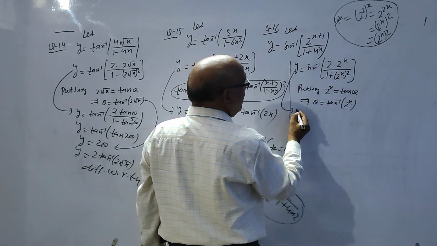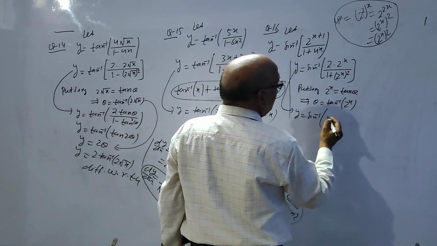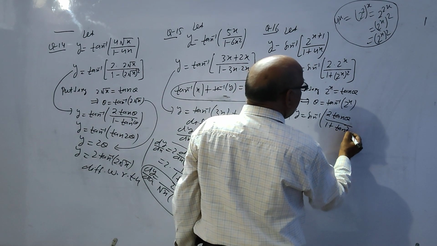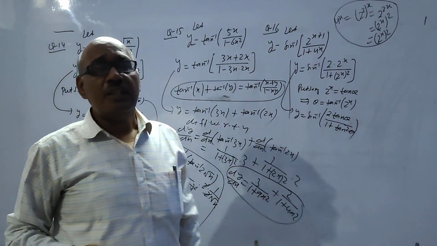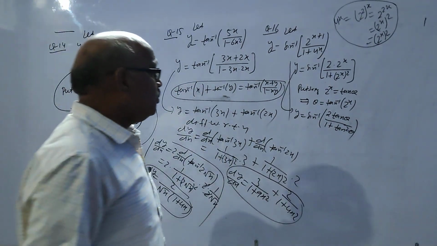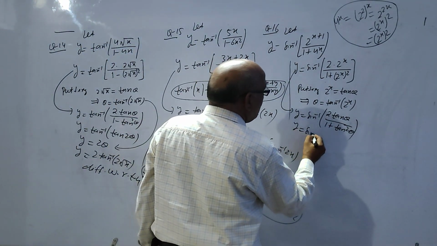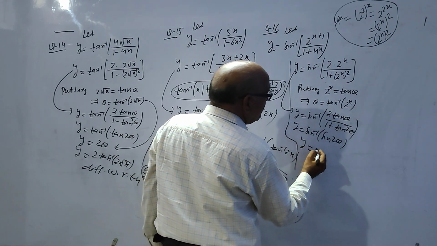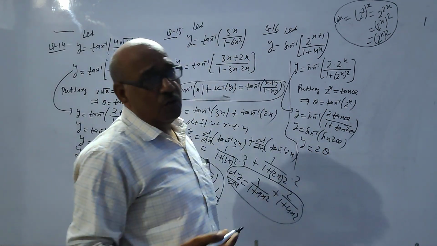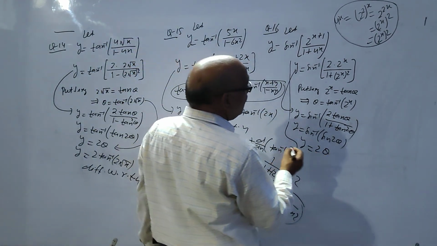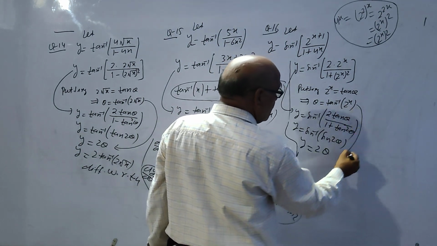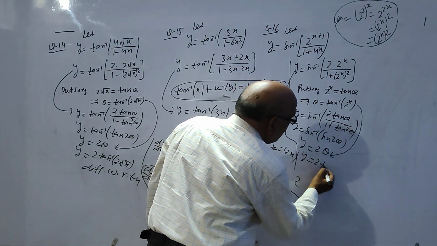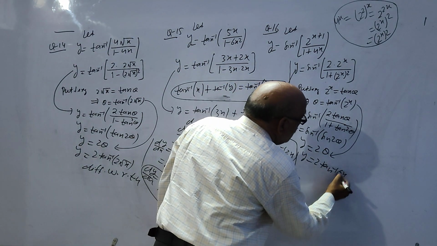So this will be converted: y is equal to sine inverse of 2 tan theta upon 1 plus tan square theta, and 2 tan theta upon 1 plus tan square theta is equal to sine 2 theta. Therefore y is equal to sine inverse of sine 2 theta. Sine inverse and sine cancel out, so what is left is 2 theta. Substitute the value of theta from here: theta is equal to tan inverse 2 to the power x. So y is equal to 2 times tan inverse 2 to the power x.